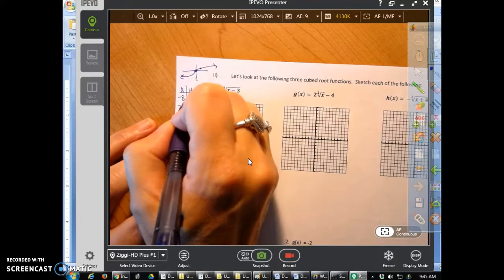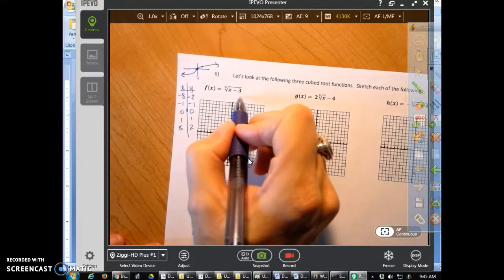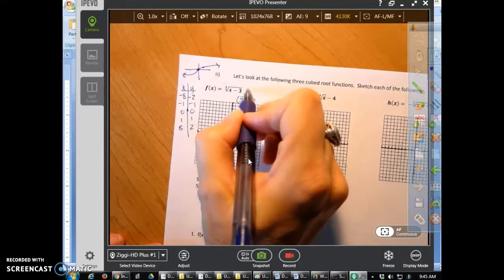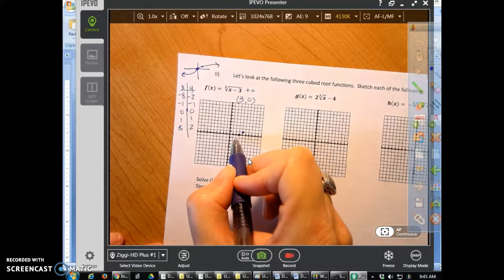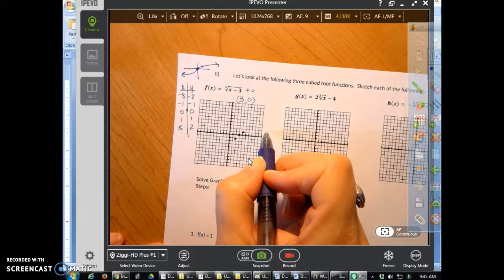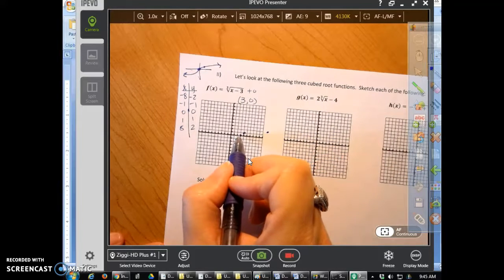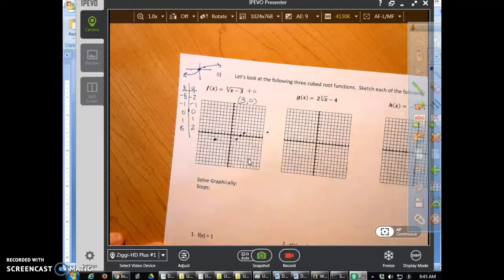And I'm choosing perfect cubes over here. Okay, so this will be shifted 3 to the right and not up or down at all. So just 3 to the right. So 1 to the right, 1 down, 8 to the right. Puts me right about there. 2 up. Same thing. I'm going to go 8 to the left, 2 down. And then there's my graph.